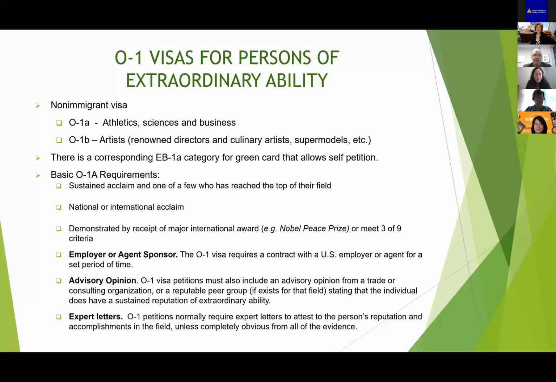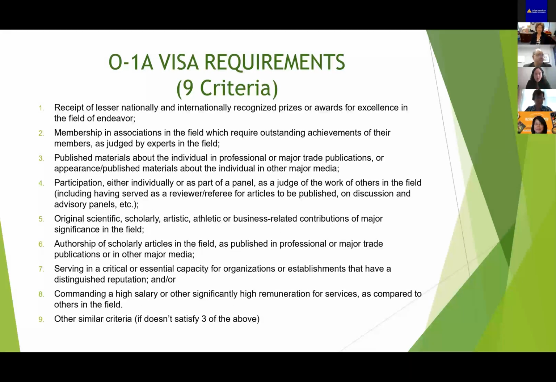And I'll just briefly show you the criteria. There are 9. If you can meet at least 3 of the 9, for example, for O1 visas that I've done for those in the field of business, number 1, receipt of lesser nationally and internationally recognized prizes or awards in their field. For example, maybe you've been awarded some type of business award in your field by the government in your country, or if there's some major international conference that's held annually and certain types of these awards are only issued to a select few, you could qualify for that criterion.